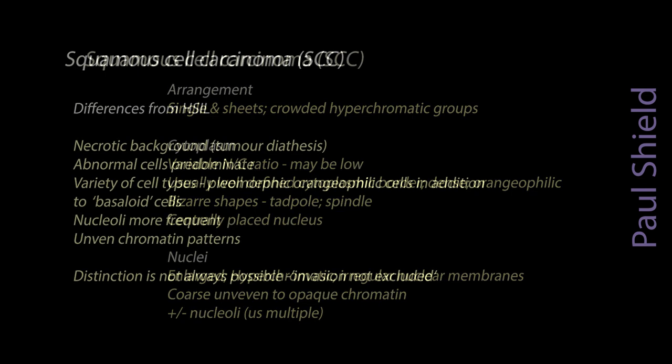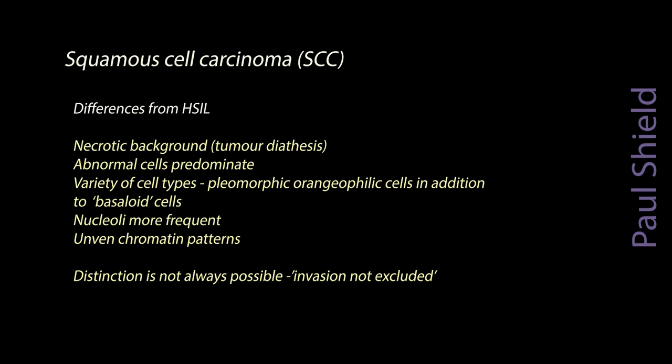So, in summary, differentiating this from non-invasive lesions relies really on recognition of necrotic background, that's a tumour diathesis, on the predominance of abnormal cells and the sheer number of them, a variety of cell types, so not just poorly differentiated cells like in high cell, but also those orangiophilic chordate cells. Often the nuclei are different too, so uneven chromatin patterns and nucleoli are much more frequent. They are seen in high cell nucleoli, but not nearly as frequently. And all of this varies from case to case.